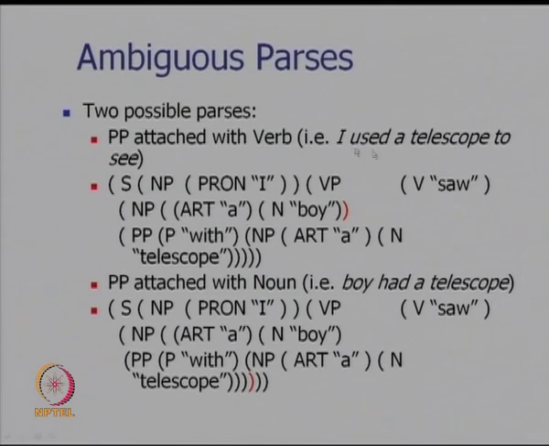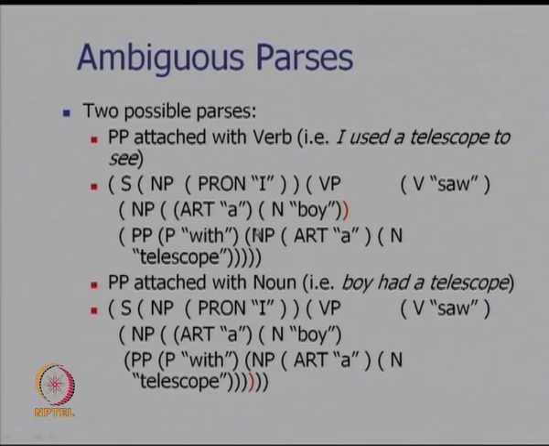PP is attached with the verb, that is, I used a telescope to see. So, here is what we see in the form of a bracketed structure. Now, S is the starting symbol. Here we see that this S is composed of a noun phrase which finishes here, and a verb phrase which is more complex. Now, this particular verb phrase has the main verb saw, a boy with a telescope. All right.